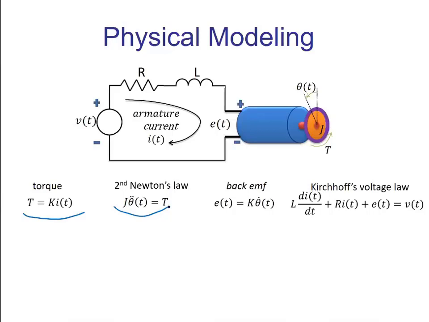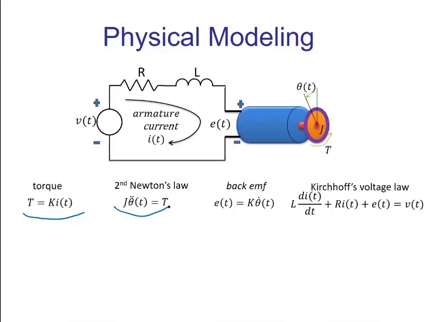Now, back EMF, the electromagnetic force on the motor between minus and plus, is proportional to the angular velocity of the motor. And now you also have Kirchhoff's voltage law, which you're supposed to know. It says that if you sum all of the voltages in the loop, they should be zero. So this is Kirchhoff's voltage law.